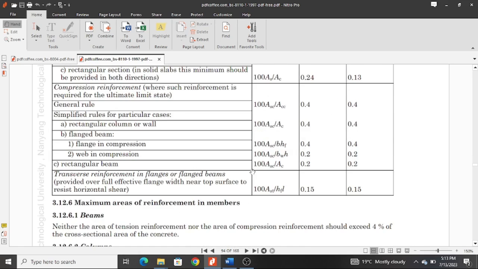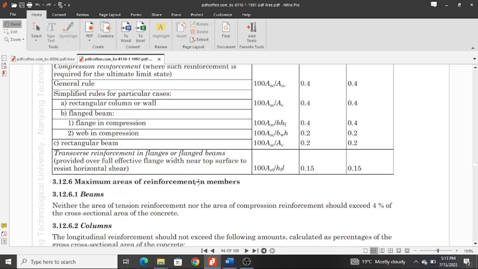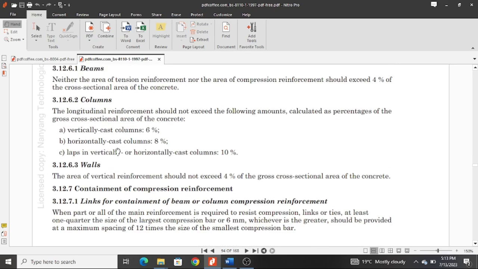So from there, you also have maximum area of reinforcement in members. You have columns, you have beams. Neither the area of tension reinforcement nor the area of compression reinforcement should exceed 4% of the cross-sectional area of concrete. So determine the cross-sectional area of concrete, which is 4%, and then find out this 4% and determine whether these should happen.